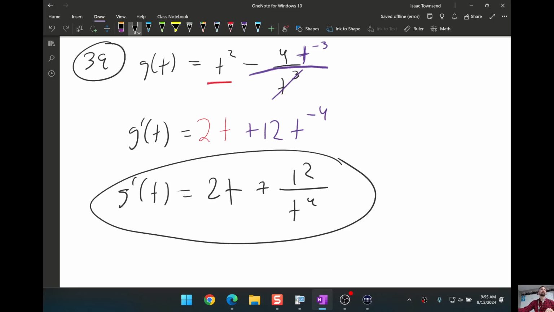Okay. Again, you just basically have to train yourself that it's got to look like this to do power rule. If it doesn't look like that, you got to make it look different, either by splitting apart your fraction or rewriting your exponents or whatever. Just depends on the question.